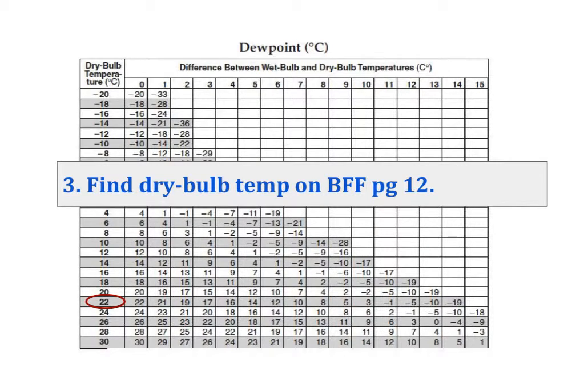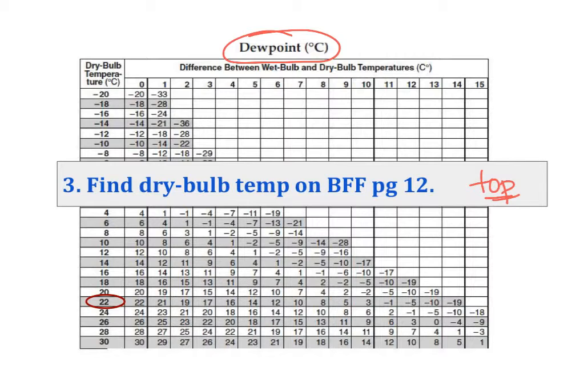Step 3, find your dry bulb temperature on your BFF, your Earth Science Reference Tables, on page 12. This is at the top of page 12 that we're looking at because it has the dew point temperature. So we're going to find the dew point temperature first, and then you can see at the bottom of page 12, you have exactly the same chart. It just says relative humidity at the top of it instead of dew point temperature.